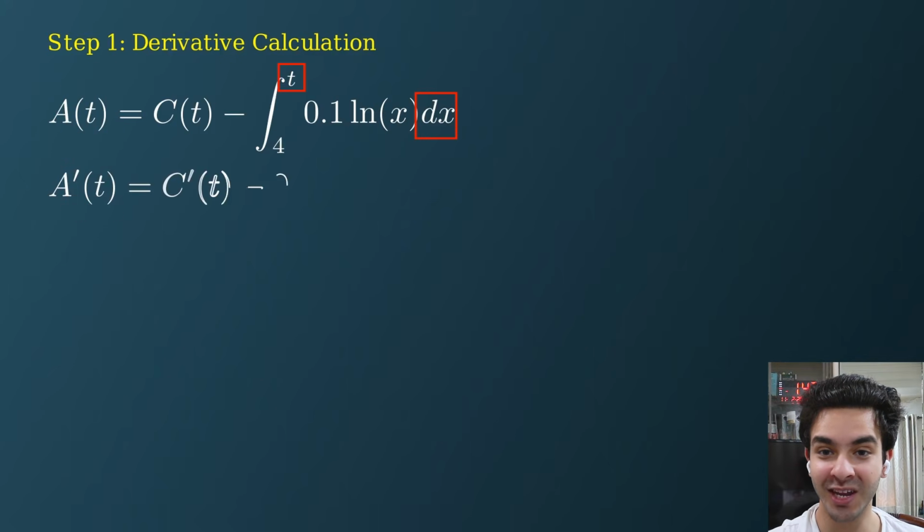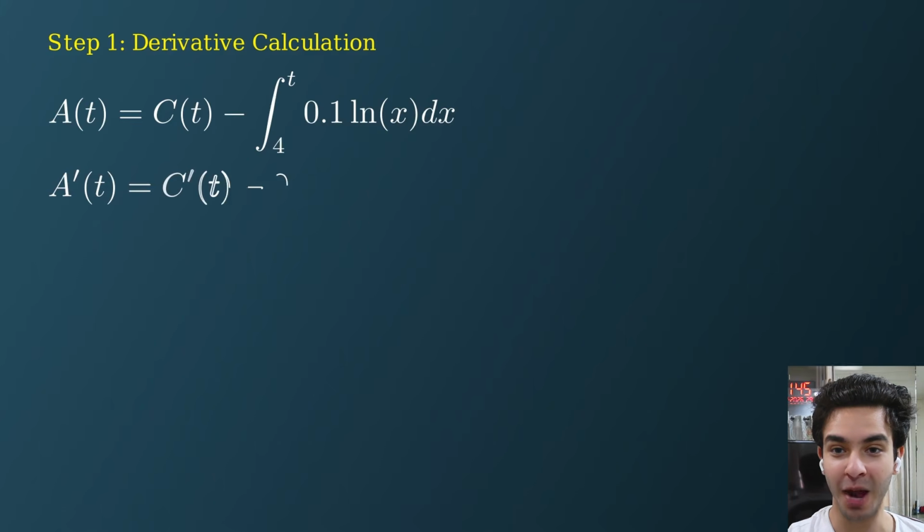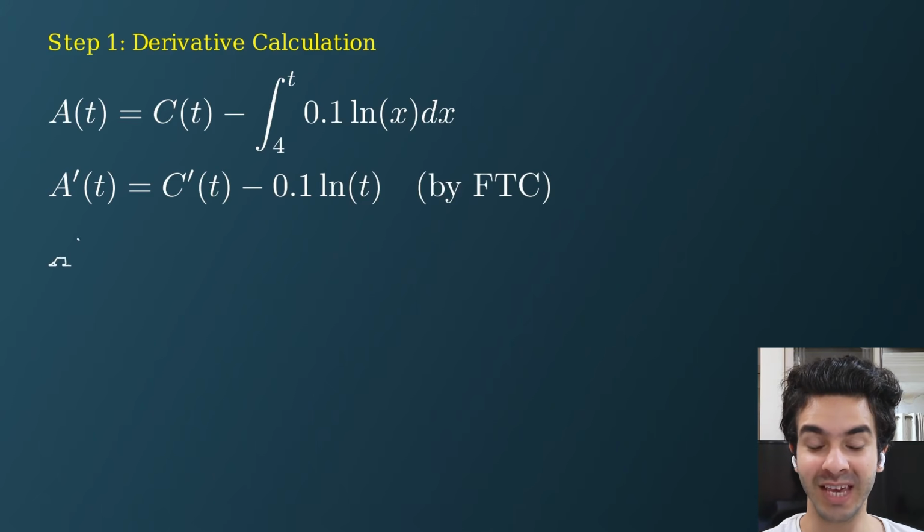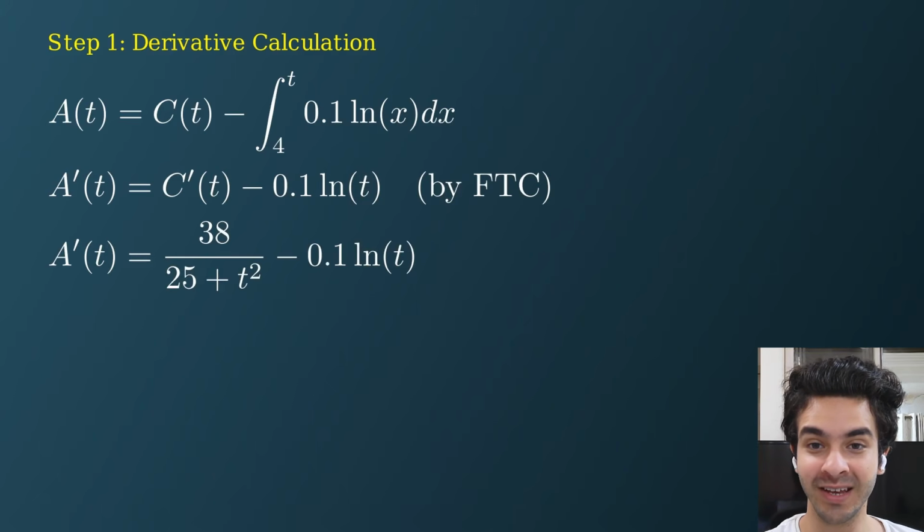Notice that we are integrating with respect to x here and not t, which is exactly what we want so that t can be in the limits or the bounds of integration, which is what we need to properly apply the fundamental theorem of calculus and have the derivative and integral cancel themselves out. And we're left with this minus 0.1 ln t here, not x. And remember, the question gave us the formula for c dash t already, so we just plug it in and we're left with this equation here.